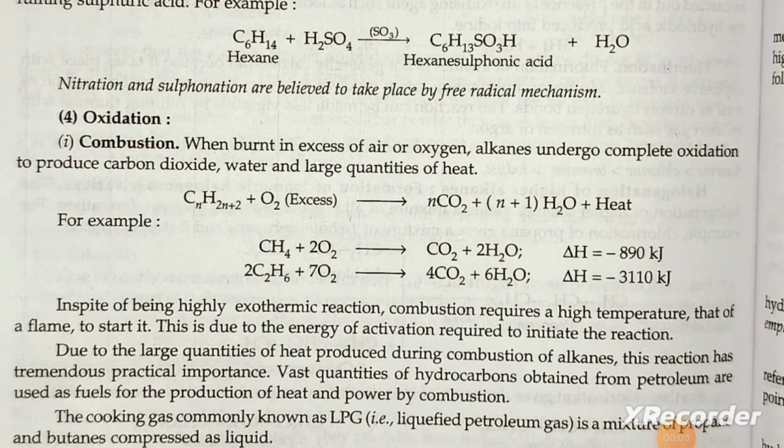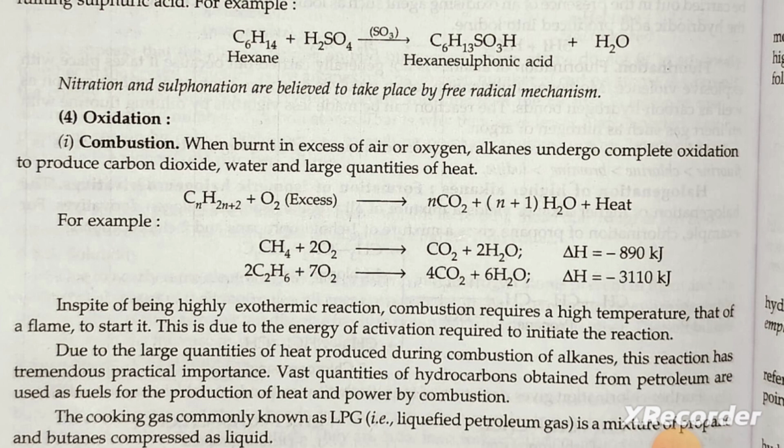Oxidation. First, combustion. When burnt in excess of air or oxygen, alkanes undergo complete oxidation to produce carbon dioxide, water and large quantities of heat. CnH2n+2 plus excess O2 gives n CO2 plus (n+1) H2O plus heat. For example, CH4 plus 2 O2 gives CO2 plus 2 H2O. Delta H is equal to minus 890 kilojoule.